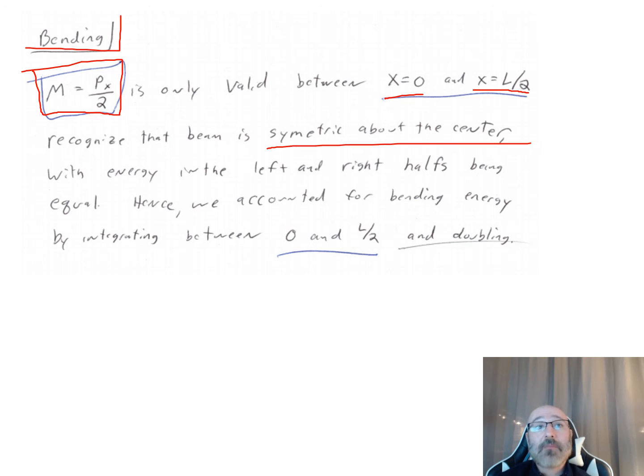We need to recognize, as we can see pretty clearly in our diagram, that this beam is going to be symmetric about the center. That means that the energy in the left and the right half of this beam are going to be equal. Therefore, we can account for this bending energy by integrating between 0 and L over 2 and then doubling it at the end. So we can recognize the symmetry in this beam and simplify our solution slightly utilizing this.